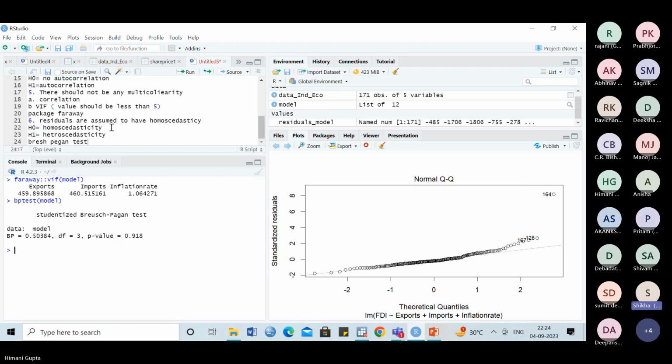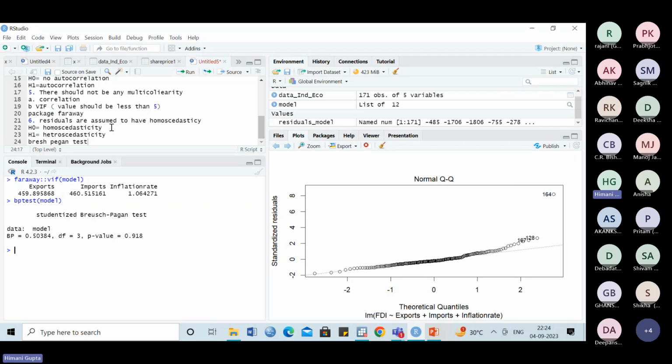In this, we will be using the model, not the residual. There are different packages for testing this. Even you can use one of the packages, car, and for that there are different commands. But the best way that we are using is the Breusch-Pagan test.